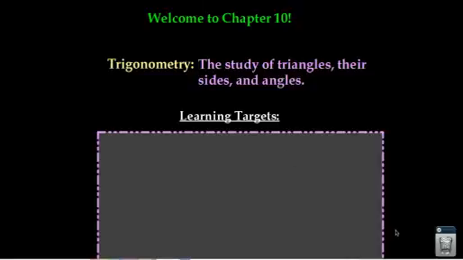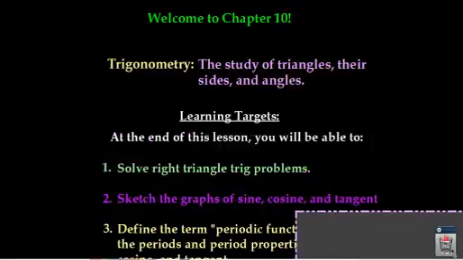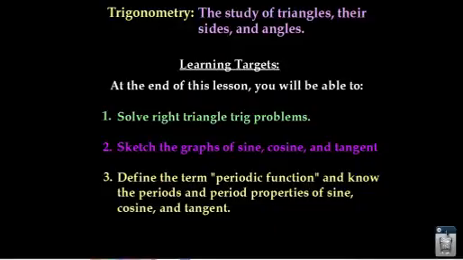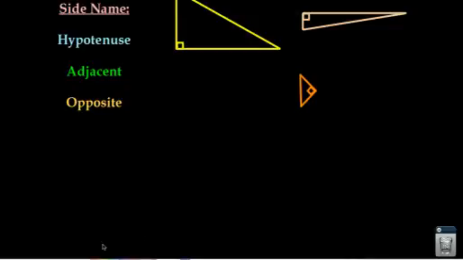So our learning targets for this lesson are that at the end of this lesson screencast, you will be able to solve right triangle trig problems. You will be able to sketch the graphs of sine, cosine, and tangent, and you will be able to define the term periodic function and know the periods and periodic properties of sine, cosine, and tangent. You need to have these learning targets written down in your notes.